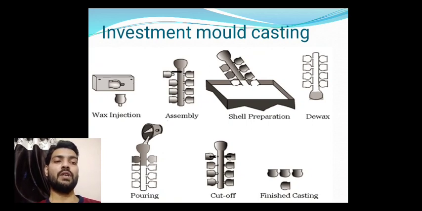After removing the wax from the pattern tree, pour the molten metal completely into it with the help of the sprue. After solidification, all the patterns are broken out and the finished casting takes place.